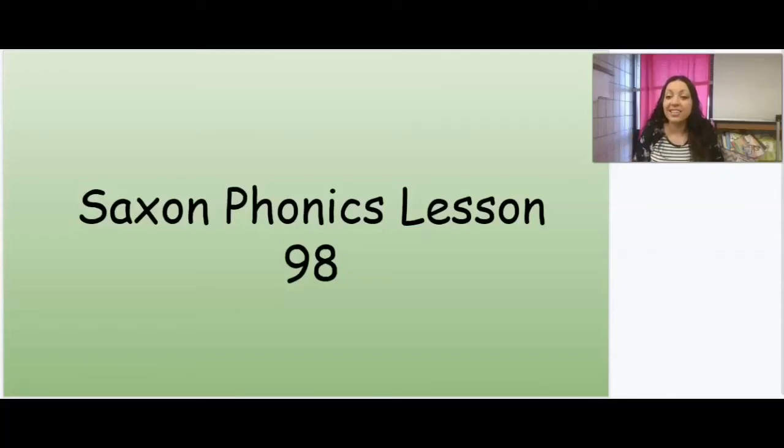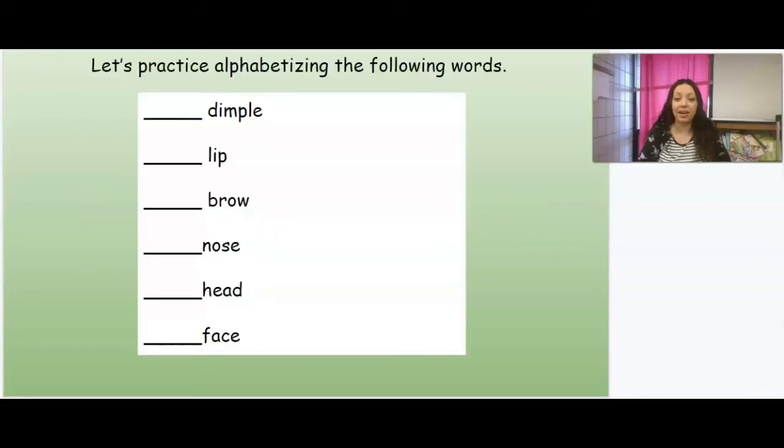Good morning, guys. So today we're going to do Saxon Phonics lesson 98, and we're going to start just like we have been this week by putting some words in alphabetical order, okay? So we're going to alphabetize them. And remember, when we alphabetize words, we're going to start with that first letter, which we call the guide letter, and we have to figure out which one comes first in the alphabet, which guide letter. So let's just go through and read these words first.